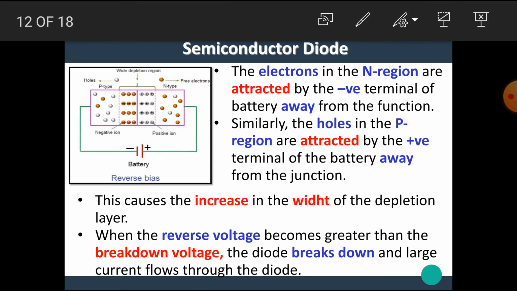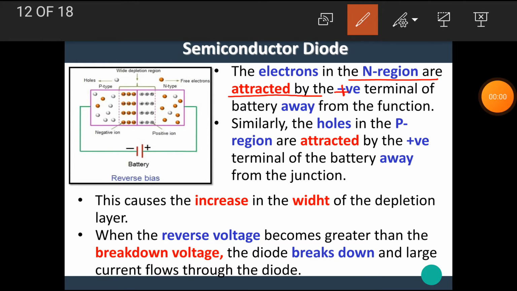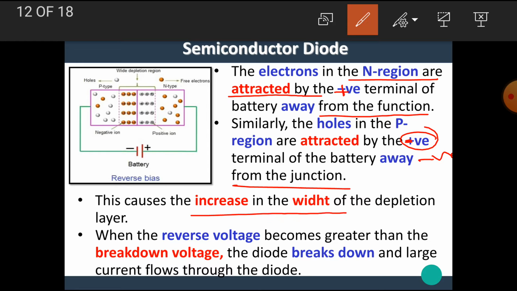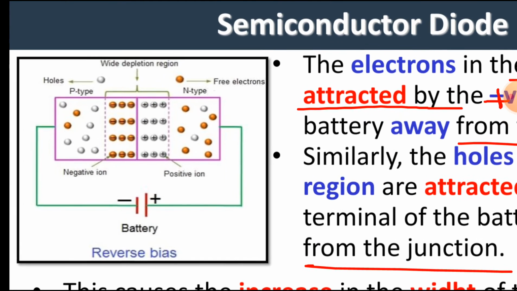What happens in the reverse bias mode? Let's see. Electrons in the n region are attracted by the positive terminal of the battery, away from the junction. Similarly, the holes in the p region are attracted by the negative terminal of the battery, away from the junction. This causes an increase in the width of the depletion layer. When the reverse voltage becomes greater than the breakdown voltage, the diode breaks down and a large current flows through the diode. Let's see this description on the diagram.